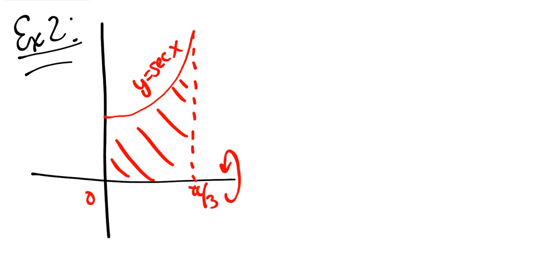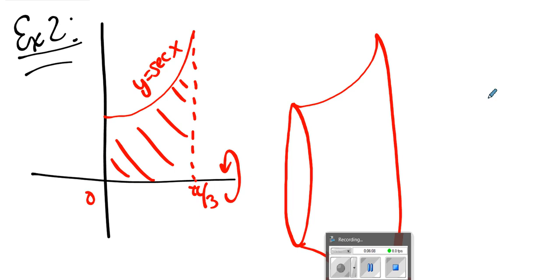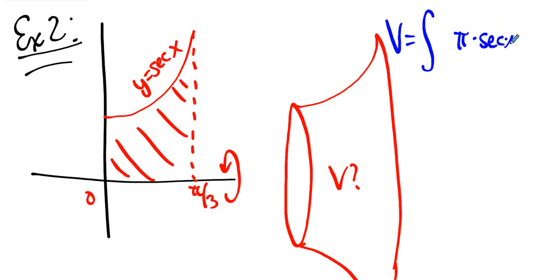And so what does that solid look like? Well, that solid, when it's revolved, goes off the screen, but it looks something like a tree trunk, I imagine. And we're looking for the volume of that solid. How do you find the volume of that solid? Well, volume is an integral of pi times the function squared dx, from 0 to pi over 3.